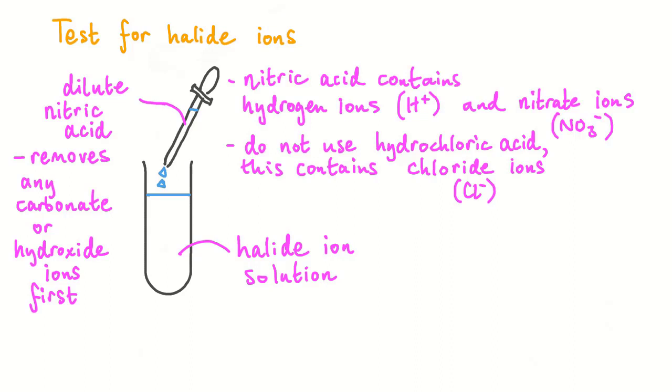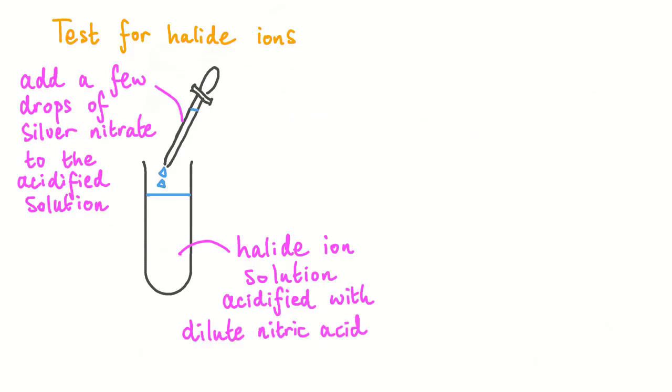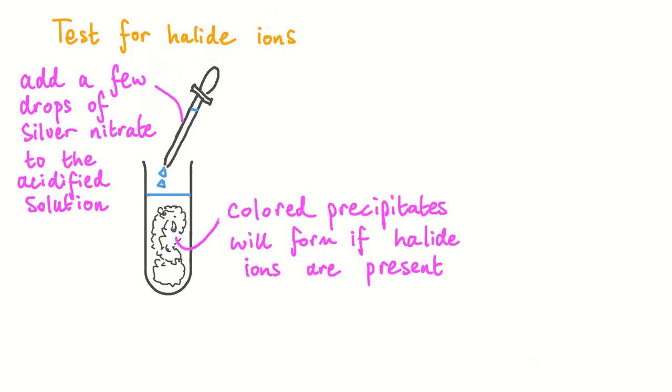It's important to use nitric acid here and not hydrochloric acid, as hydrochloric acid contains chloride ions. We don't want to add the ions that we're actually testing for. After the addition of a few drops of dilute nitric acid, a few drops of silver nitrate solution is added. This is usually stored as a dilute solution in a brown bottle as it's light sensitive. If halide ions are present, some solids will appear from the solutions.